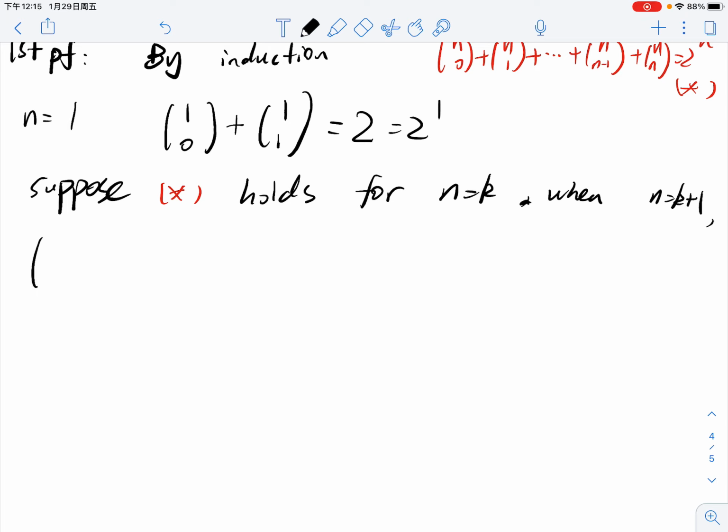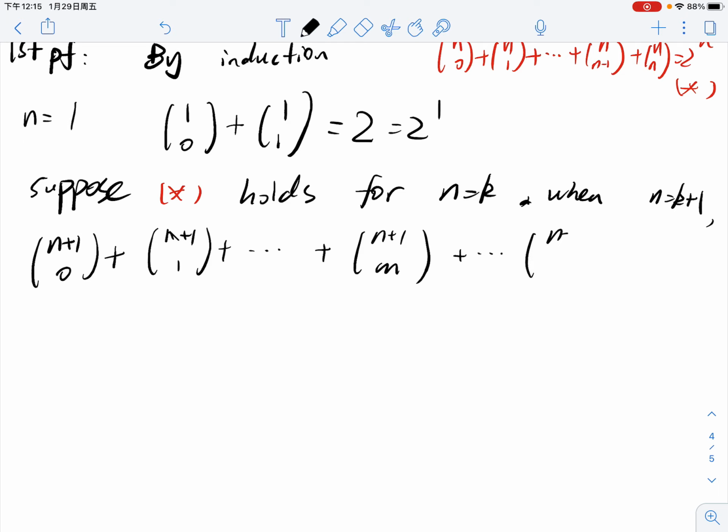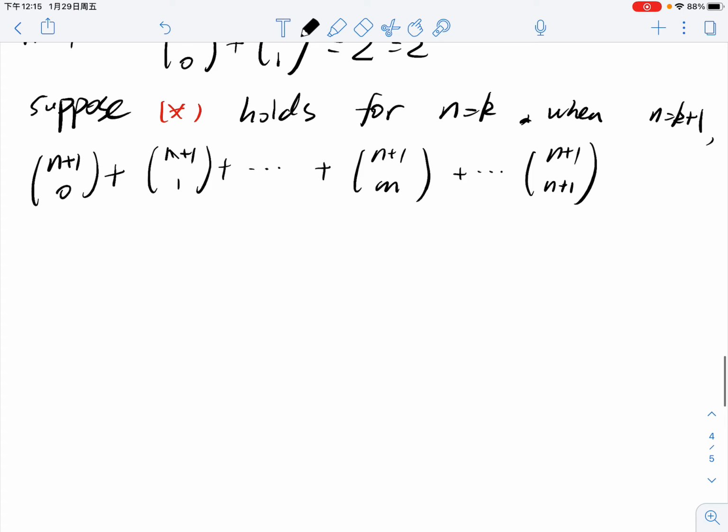Okay, then you need to compute the following quantity: k plus 1 choose 0 plus, all the way to, k plus 1 choose k plus 1. Okay, since we want to reduce the formula to here's k, sorry.